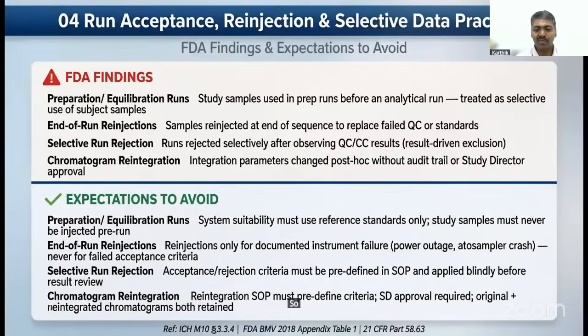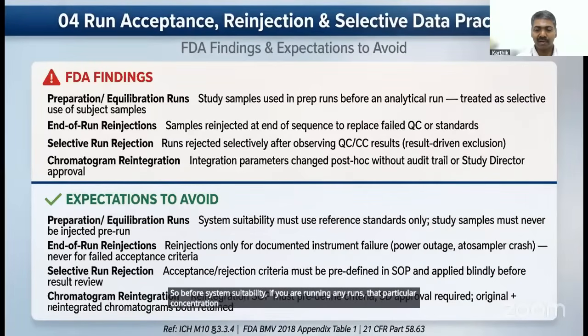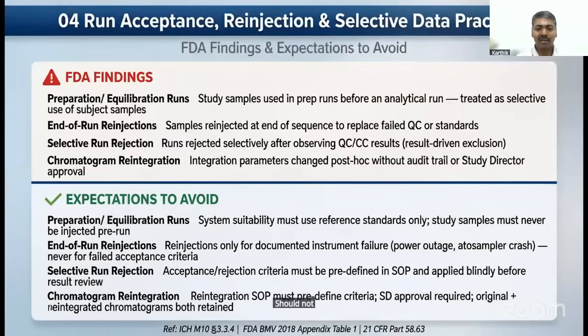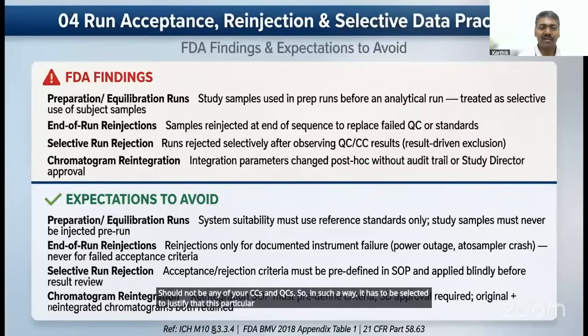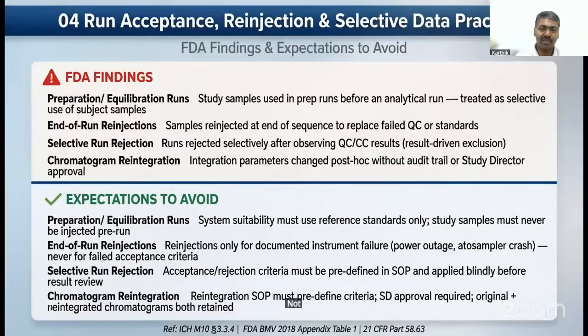Before system suitability, if you are running any prep runs, that particular concentration should not come from your calibration range or from the quality control range. The concentration selected for the prep run should not be any of your CCs and QCs. It has to be selected to justify that it is a different concentration, and we are running the prep injection only for the purpose of equilibrating the system, not to check whether the processed samples are correct or not. So for that, this has to be followed.